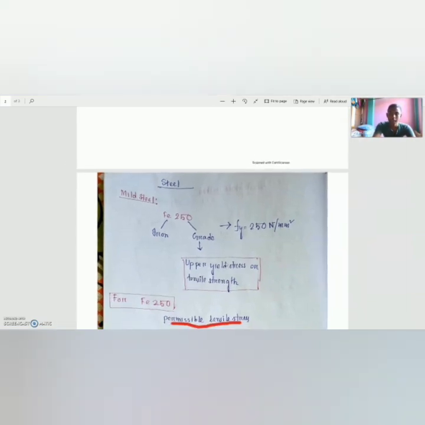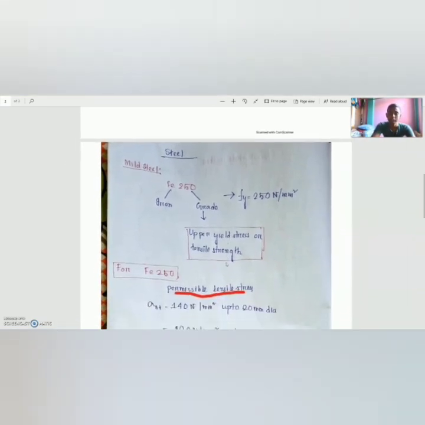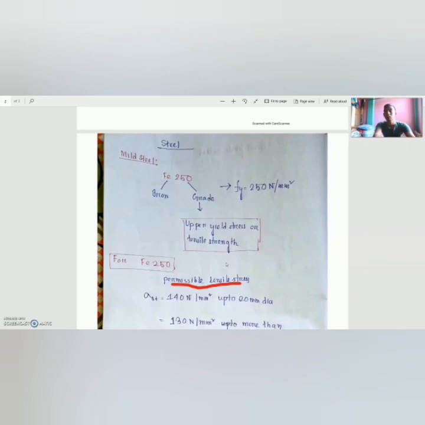For Fe250 we have to learn the permissible stress in tension. Sigma st, the permissible tensile stress, is equal to 140 Newton per mm square if the diameter of the steel is below 20 mm. If the diameter is more than 20 mm, then we have to take the value 130 Newton per mm square. I think you have understood this.